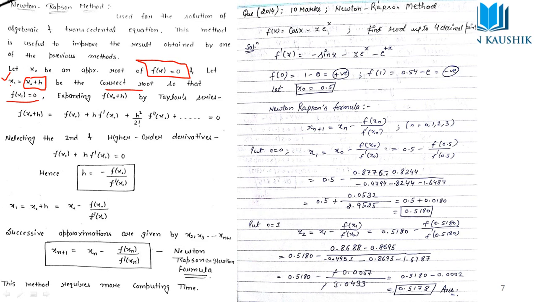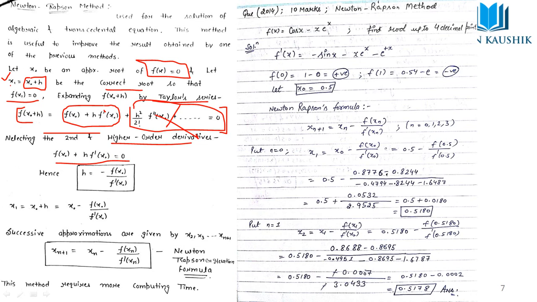Okay, this is the same. So this is the Taylor series expansion of f of x naught plus h. We have studied this Taylor series expansion in complex analysis. This is the same formula. When you neglect the higher order terms, you will get only f of x naught plus h into f dash x naught. This f dash means the first derivative of the function. When you calculate this, you will get h equals minus f of x naught upon f dash x naught.